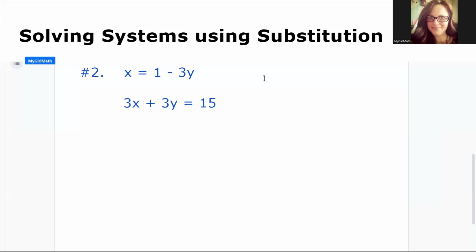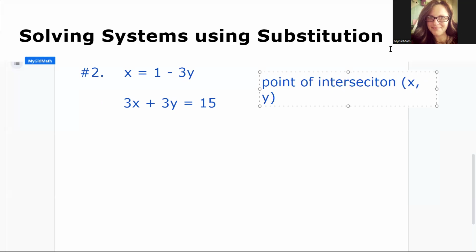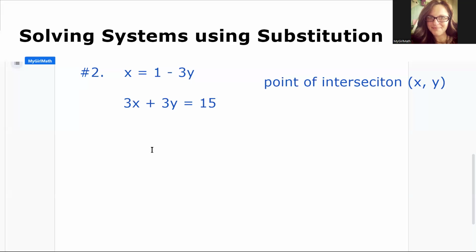Solving our system, we are looking for the point of intersection. Point where these two lines cross. But we're not going to graph, that's another video. Let's use our substitution method. This is a good candidate for substitution. The top equation is already solved for x. x equals.